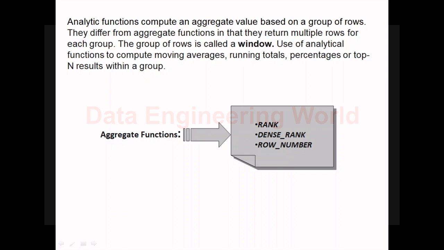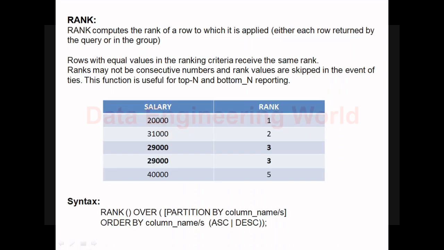We will be discussing three important analytical functions in this session, which are rank, dense rank, and row number. The first analytical function is rank. It calculates the rank of a row in a group of rows and returns a number.